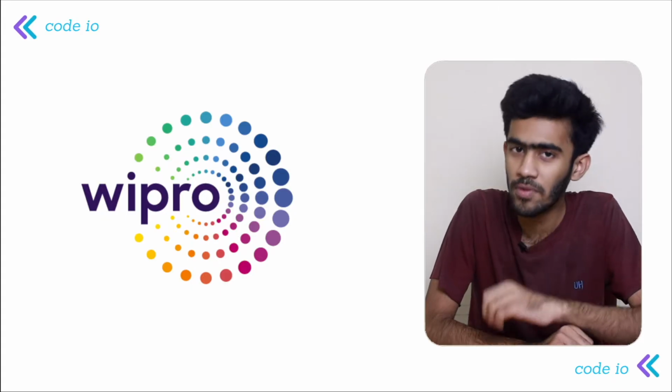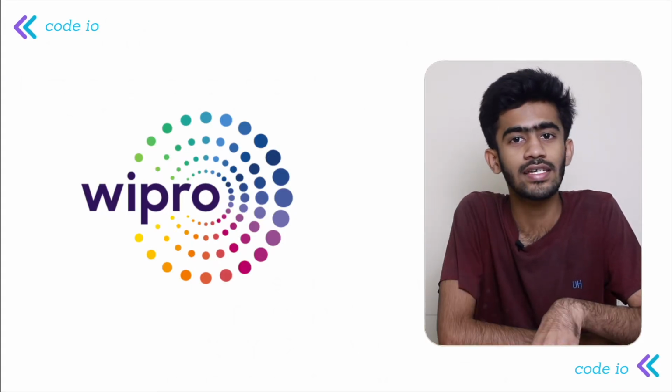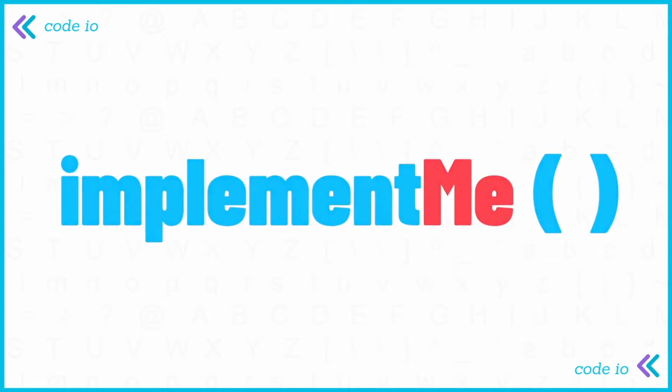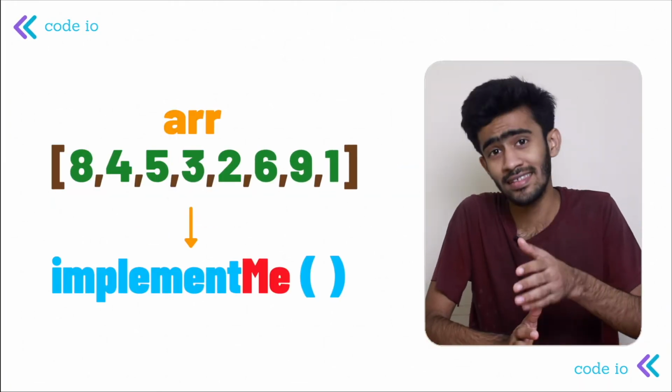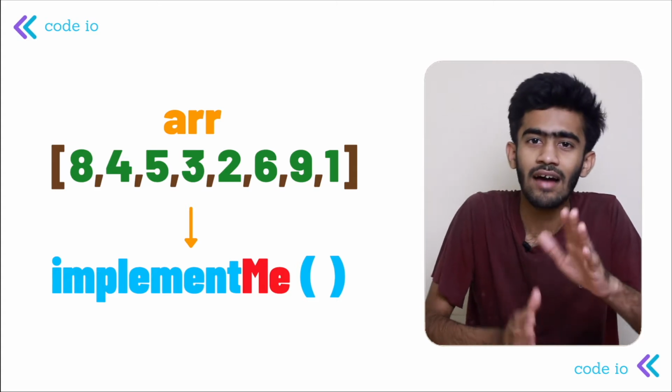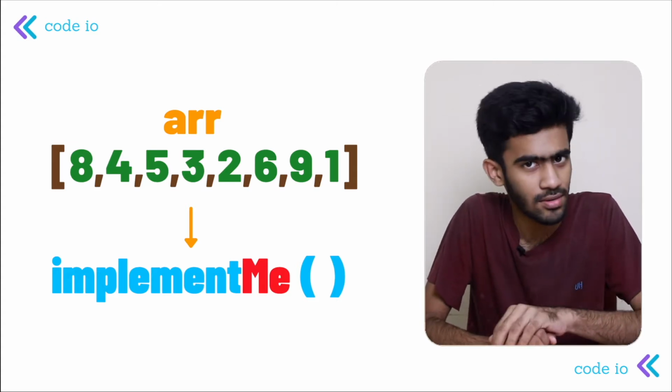Here we have a Wipro Coding Interview question, and the name of the question is Implement Me Off. Here we are given an array as input, and the example array is 8 4 5 3 2 9 6 1. We have this set of numbers. There are 8 numbers in total.